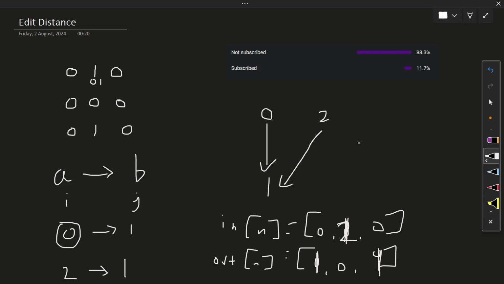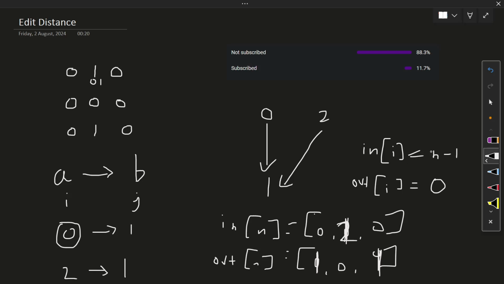Then we have to traverse. The question says a celebrity is one whose in edges are n minus 1. Why n minus 1? Because the celebrity does not know itself. So everyone else, meaning n minus 1 vertices, knows the celebrity, and the out edge of I is 0. So the celebrity does not have an out edge.